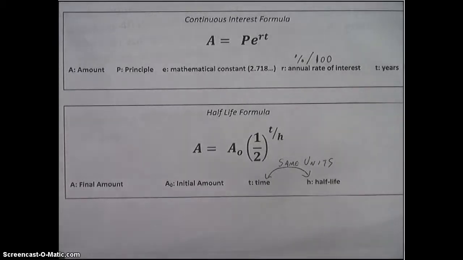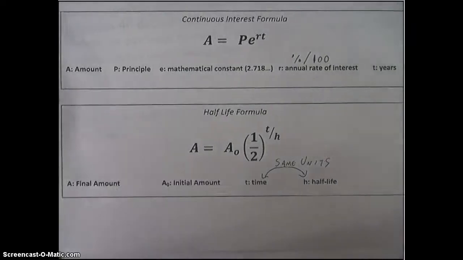It could be anything. But one important note that I want you to make note of here is that t and h need to be in the same unit. So you don't want to be talking about t in days and your half-life in years, or your amount of time in hours when your half-life is in years. So make sure that your t and h are in the same units. So let me show you how to solve a few of these.